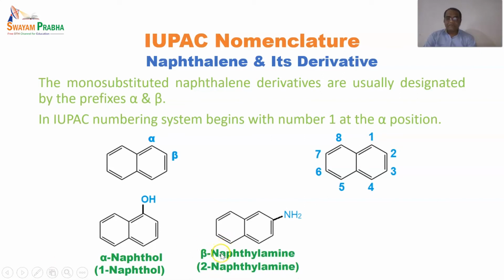The general name is beta naphthylamine, because the amine has been substituted at the beta position. As you can see, the second one is a beta position. So as per IUPAC, we will say it is 2-naphthylamine.